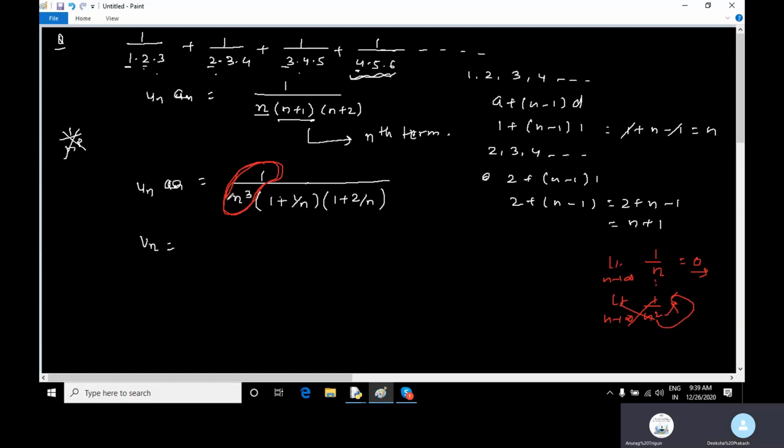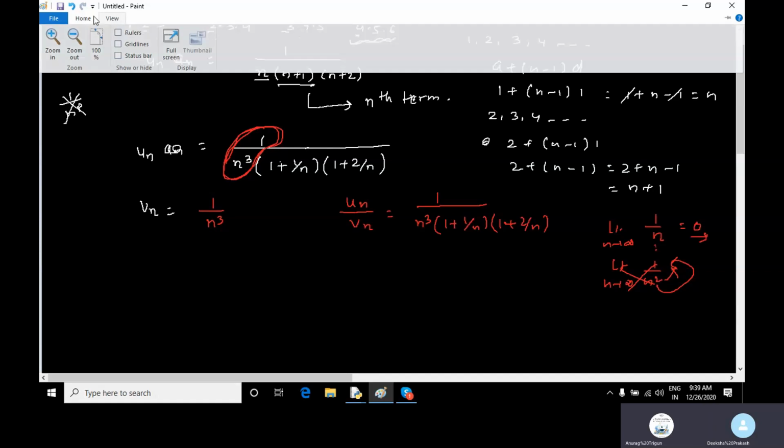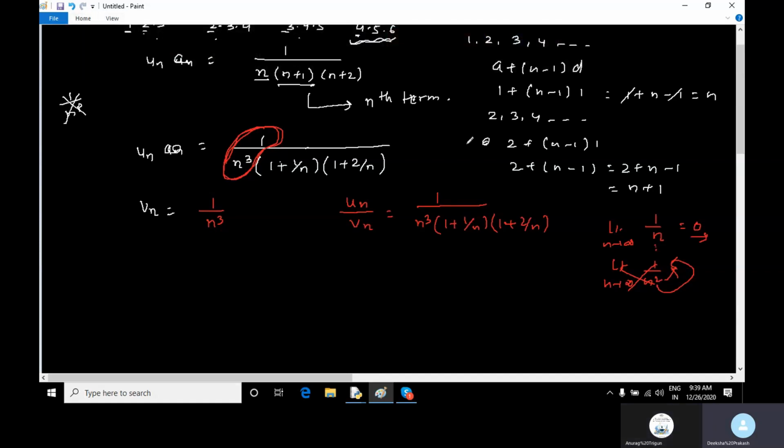So to remove this one, we are choosing v of n equal to 1 upon n power q. Why am I taking 1 upon here? Because we have to take u n by v n. So if you do u n by v n, the v n will come in the numerator, right? n cube is u n, this. 1 plus 1 by n and this is 1 plus 2 by n. Right? So one second, wasn't it 1 by n power of the highest power of the denominator minus the highest power of the numerator, right?